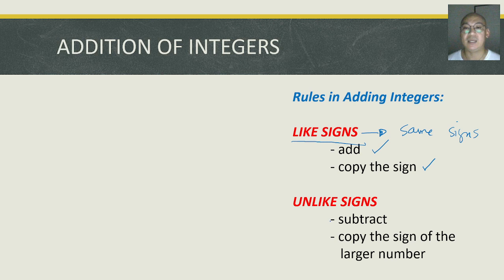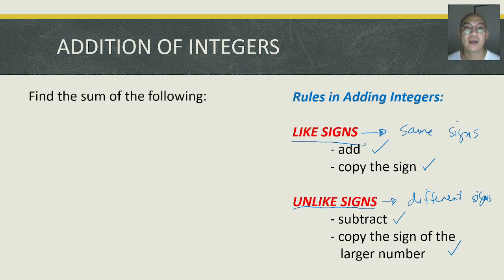The second rule is, if the 2 addends are having unlike signs, meaning different signs or not the same signs. So what are we going to do? First, we will subtract, and then we're going to copy the sign of the larger number. So we're going to check which of those 2 addends has the larger number, and then we're going to adopt its sign.